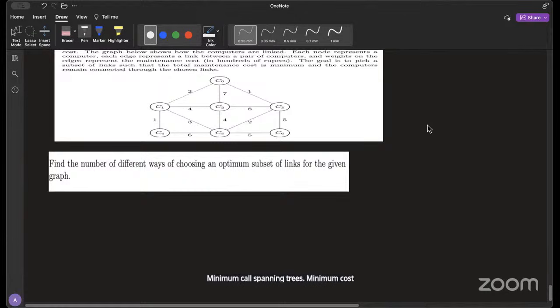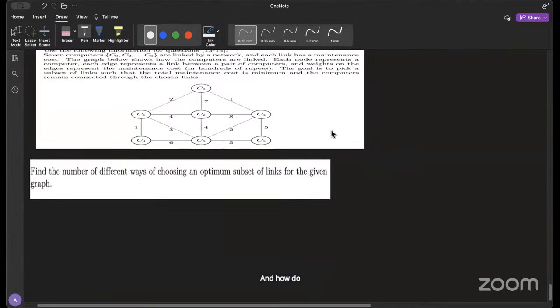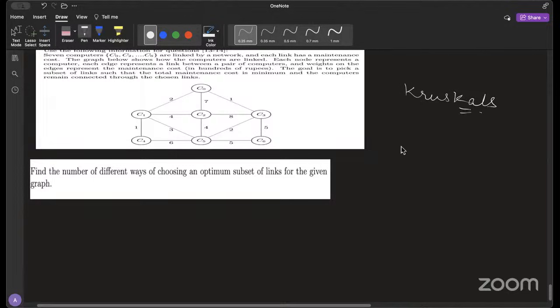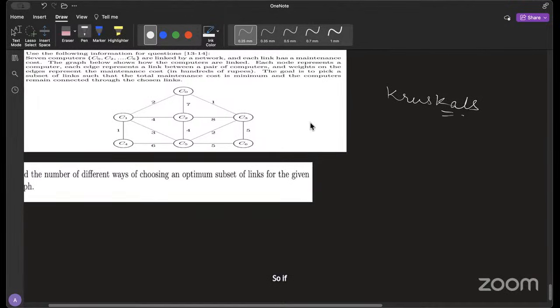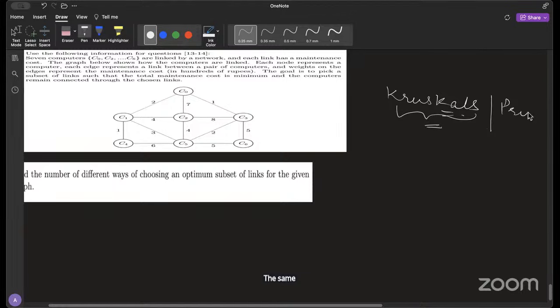Minimum cost is always unique. Minimum cost spanning trees could be more than one. And how do you know? Let's say you're performing, because it's not given which of the algorithms you're performing, you can just simply take Kruskal's. Even if you use the other one, it's easier to understand using this one, that's why I'm using this one. The same logic applies to Prim's too.